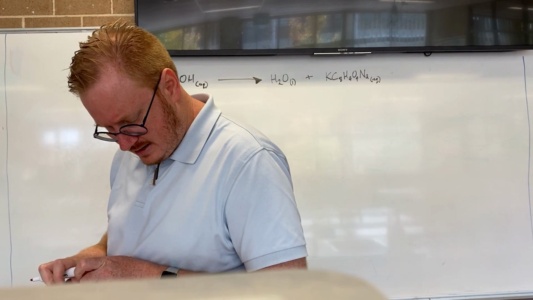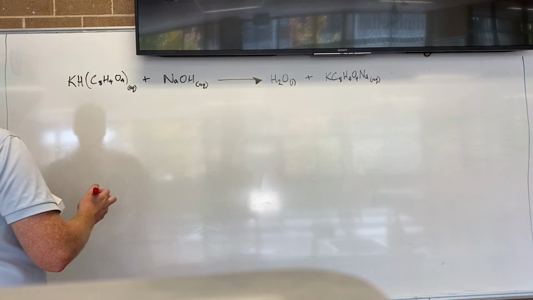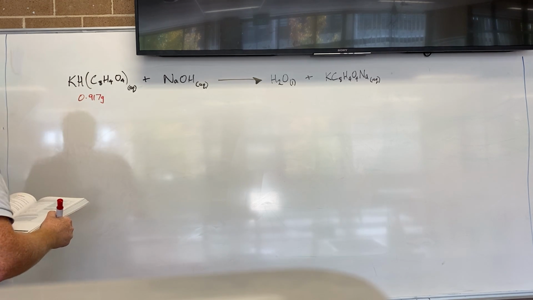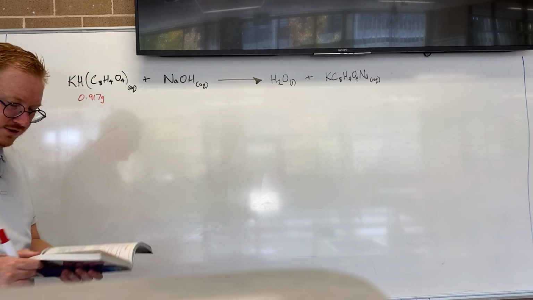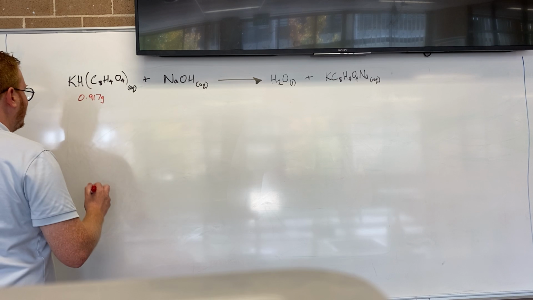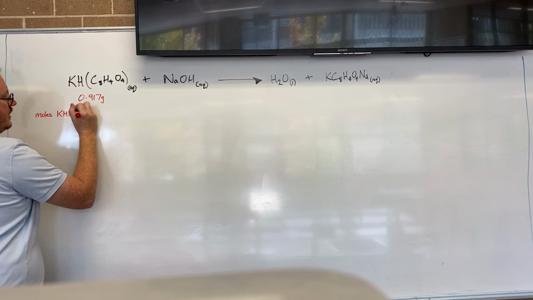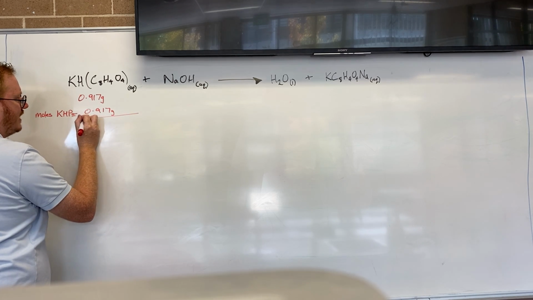Okay, let's look what info they've given us in the question. So we've got a mass of KHP, 0.917 grams, was dissolved in water and titrated with approximately, calculate the accurate, okay. All right, so we know we've got our mass of KHP, so we can work out our moles of KHP. So it's going to equal our mass divided by our molar mass.